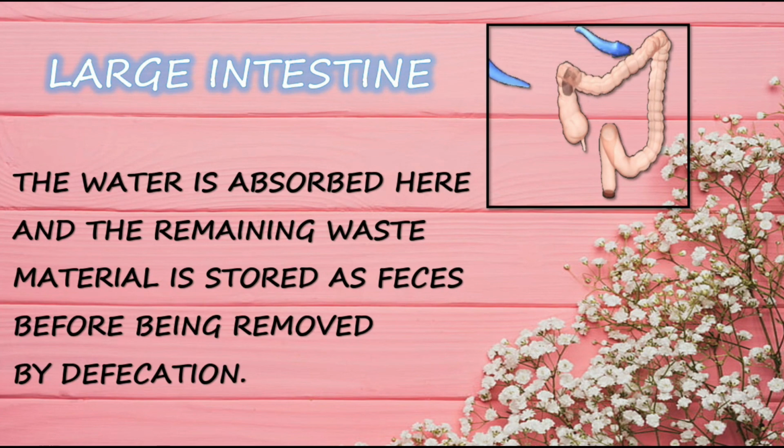The water is absorbed here and the remaining waste material is stored as feces before being removed by defecation. That is, the large intestine stores the food waste and also extracts the water. The remaining waste will be sent to the anus, which is removed as waste outside the body.